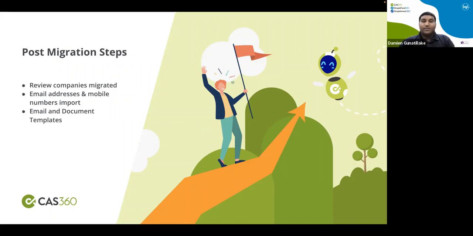And the other one to be mindful of as well is the email addresses and mobile phone numbers. So there unfortunately isn't a field for these in CAS Desktop. So once the migration has happened, we'll be able to generate a contact database, which has your spreadsheet with all of the contacts in there. And that will give you the opportunity to bulk fill in the email addresses and mobile phone numbers, which will allow you to be able to send out documents to your clients in CAS 360 via email or even a text message reminder as well.